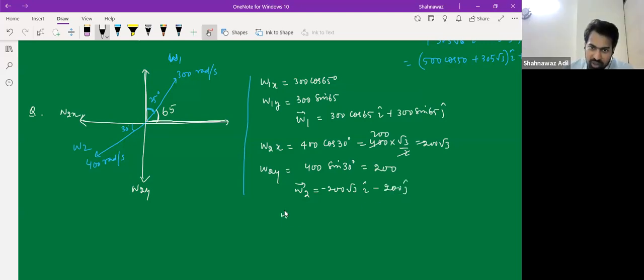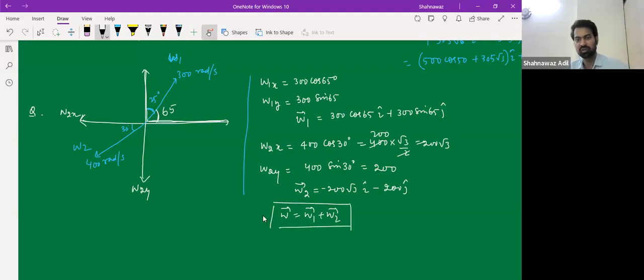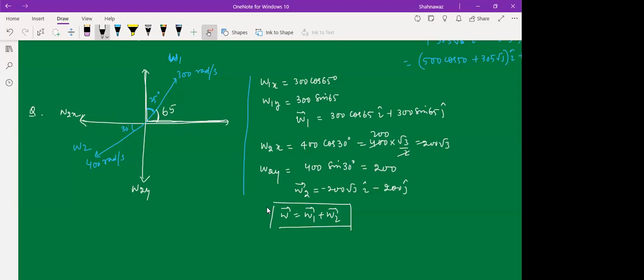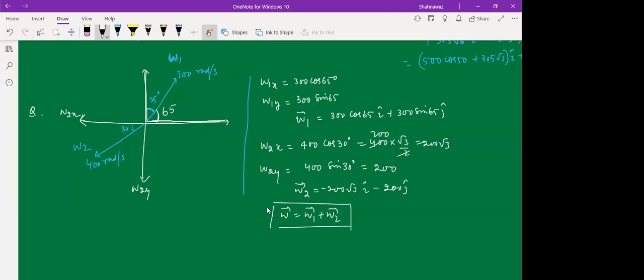Then omega would be omega 1 plus omega 2. You calculate it and find out. So please note down this part, and we will meet in the next class and go ahead. Then we will talk about the multiplication of vectors. Okay, so please note down this part.